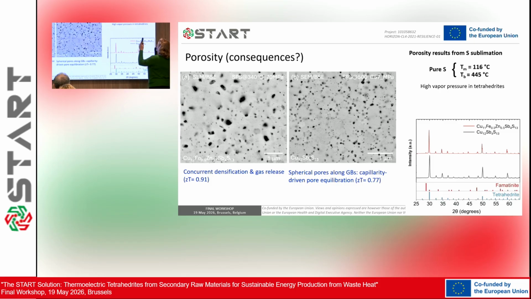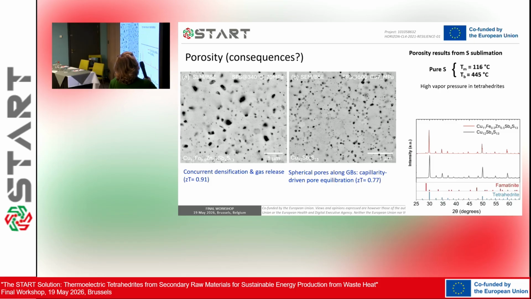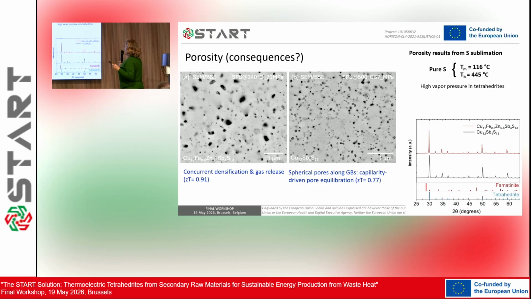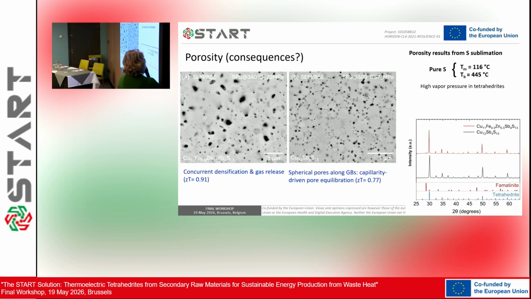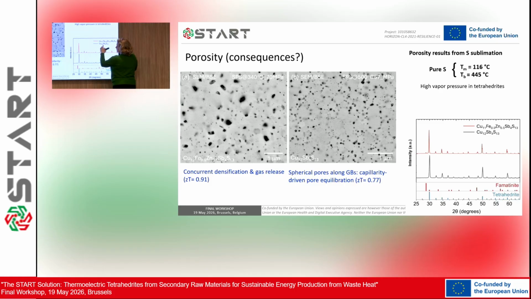And the reason is, if you look at the sublimation or boiling temperature of sulfur, this is pure sulfur, it melts at 116 degrees C and it boils at 445 degrees C. And of course these are compounds, but this is a good indication of the high vapor pressure in tetrahedrites. So there is a lot of gas release. These materials were confirmed to be tetrahedrite, that's what you see here. This is swapped here. This is a little bit of famatinite in the undoped. So the colors are swapped here.